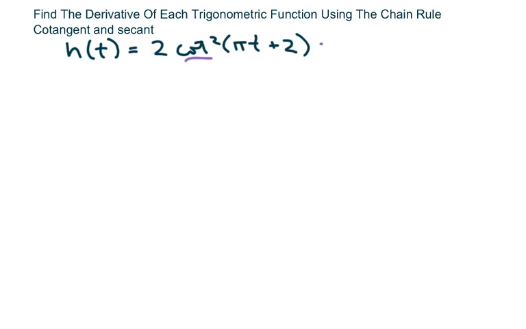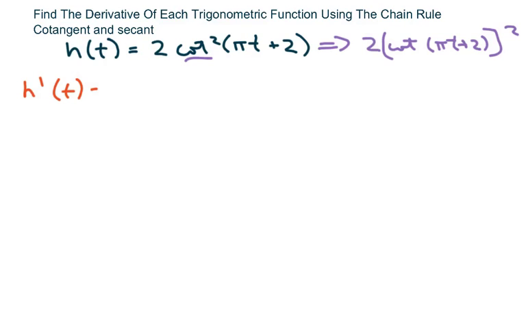And the first thing I'm going to do is rewrite this as 2 cotangent of pi times t plus 2, squared. So close, and that's going to be squared. Okay, so we're going to take the derivative of h, and I'm going to go ahead and bring this 2 down and use my chain rule. So that's going to be 4, and I just copy down my inner function, cotangent of pi times t plus 2.